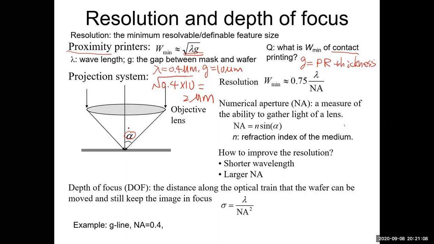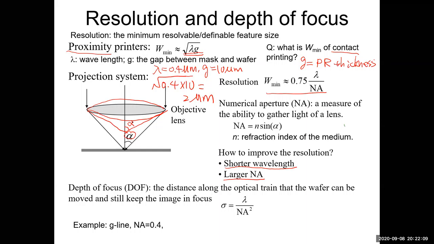Based on this formula, how can we improve the resolution? How can we reduce W minimum? First, we can use a shorter wavelength. We can choose a light source whose wavelength is shorter. Or we can choose a lens with a larger NA, a larger numerical aperture. Namely, we can choose a lens which has a larger curvature or which is thicker. So this alpha angle will be larger.